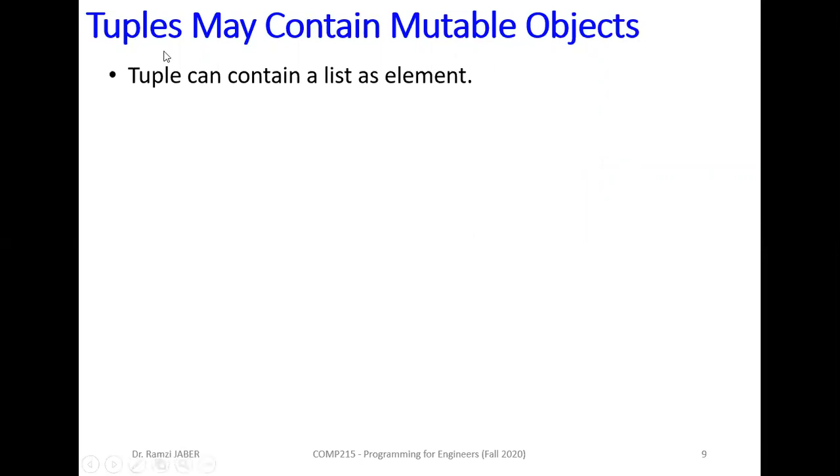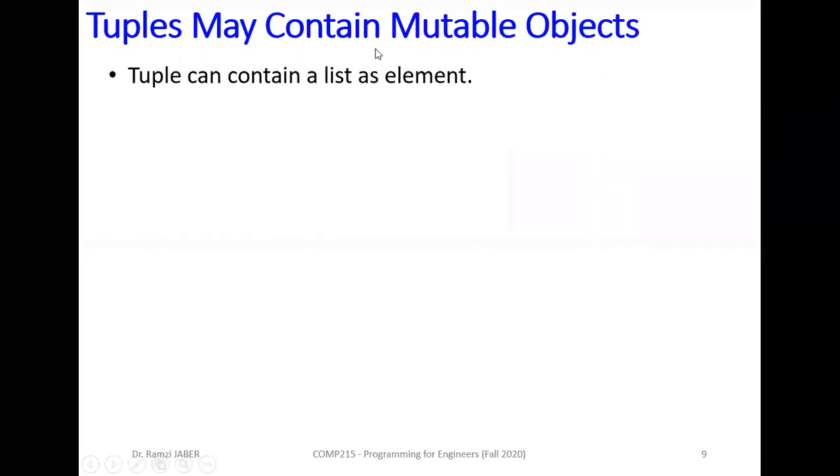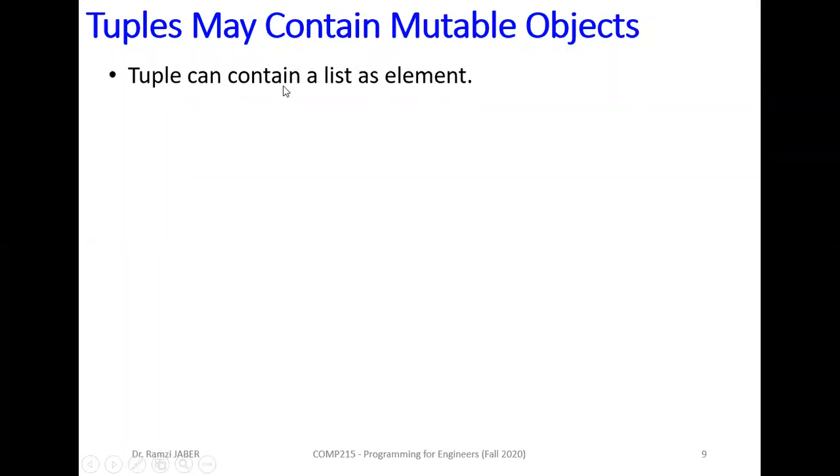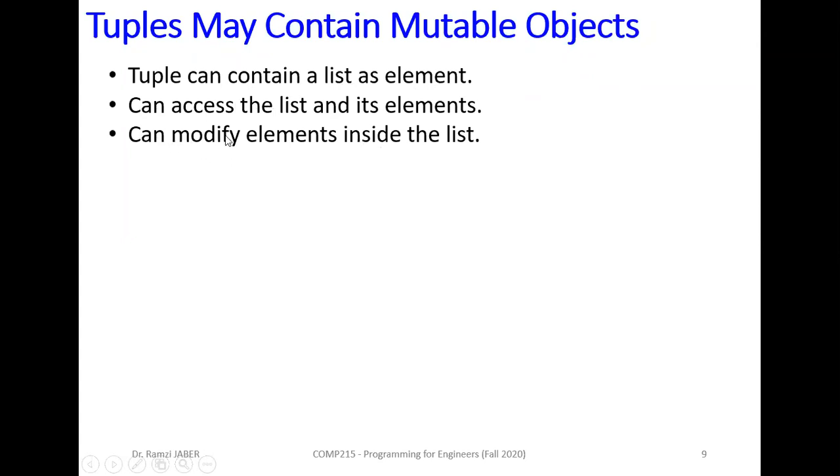Now, tuples may contain mutable objects. How? Tuples can contain a list as an element. We can put a list inside a tuple. Like, we can access the list and its elements, and we can modify elements inside the list. For example, we cannot append to the list. We cannot append the element or the list inside the tuple.